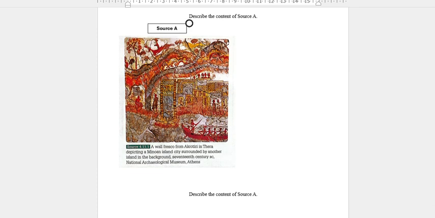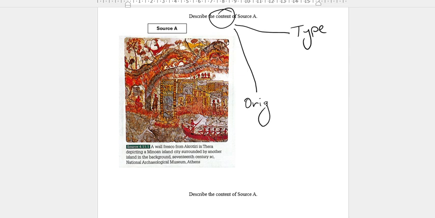Now, when we're looking at this, always remember starting with content. And so when we look at content here, the two words that should come up are type of source and origin of source. So if we look here, you can always look at the image first and have a look at what you see there. Sometimes the image can be a little bit hard to understand, but we can see that we have some buildings, we have some people, and we have people on a boat. There looks like there's some people up here on top of a hill. There's a lot going on.